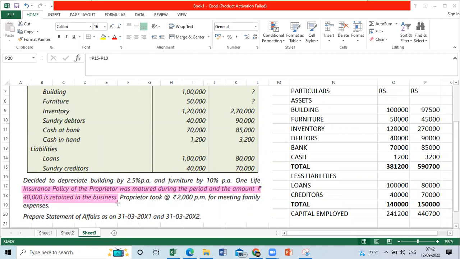When I say retained, matlab the amount is invested in the business. And I call this as additional capital introduced during the year. All of you, कोई सवाल? भाई और बहनों कोई सवाल? पक्का? All of you getting my points very clear. Understanding the things are very important.